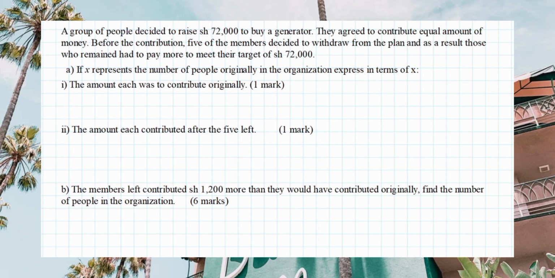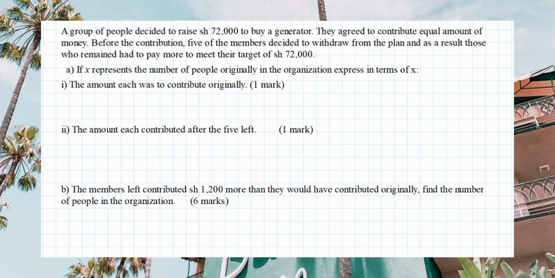So in the last question of our video, we have been told that a group of people decided to raise 72,000 shillings to buy a generator. They agreed to contribute equal amount of money, but before the contribution, 5 of the members decided to withdraw from the plan, and as a result, those who remained had to pay more to meet their target of 72,000 shillings.